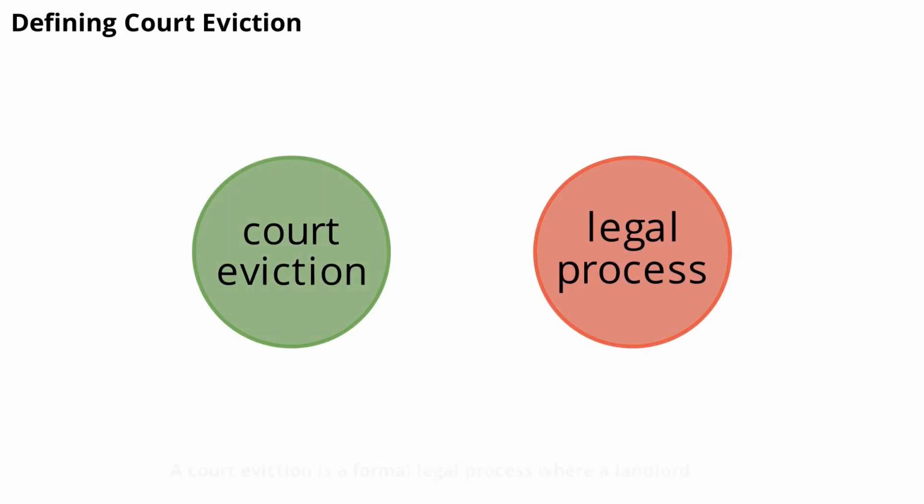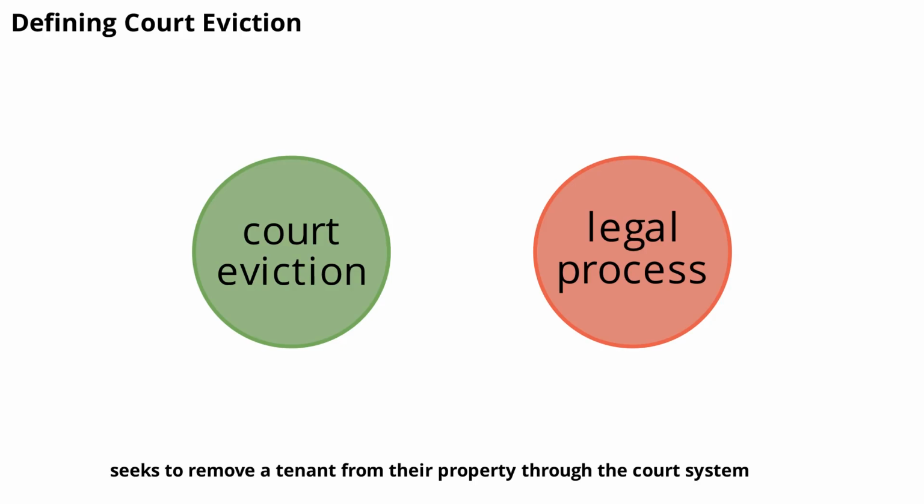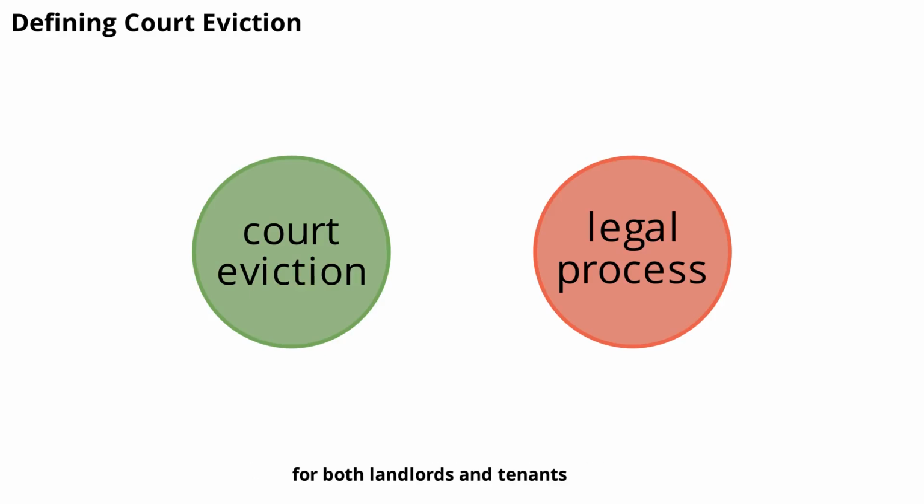A court eviction is a formal legal process where a landlord seeks to remove a tenant from their property through the court system. Unlike informal evictions, which might involve a landlord asking a tenant to leave without legal proceedings, court eviction requires filing a lawsuit and obtaining a court order. This process ensures that both parties have a chance to present their side and that the eviction is handled fairly under the law. Understanding this distinction is crucial for both landlords and tenants, as it protects everyone's rights and sets clear procedures.